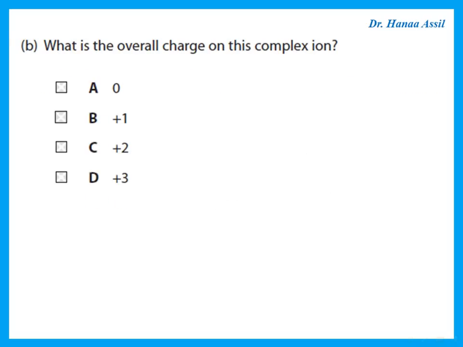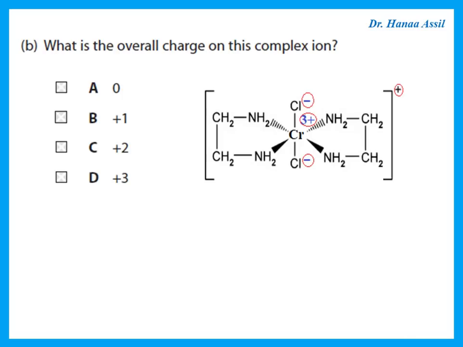What is the overall charge on this complex ion? So this was the complex ion. He already tells me anyway that the chromium was +3 or 3+. You should know each chloride is a negative, and that means I have 3+ and 2 minuses. I have an overall charge of +1.